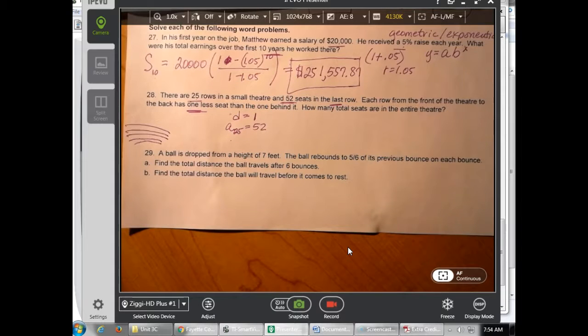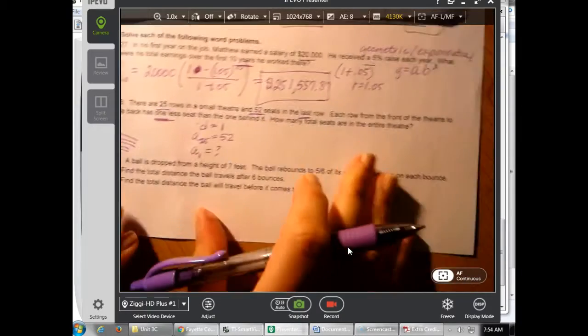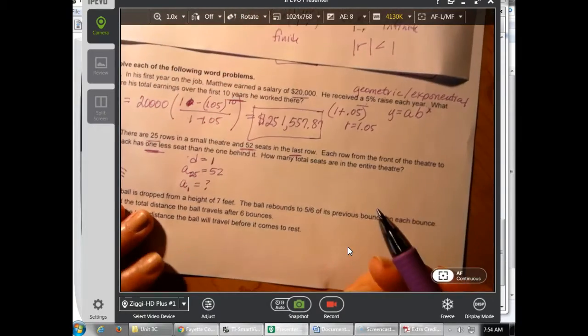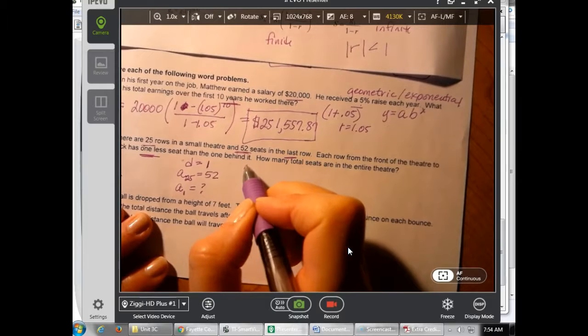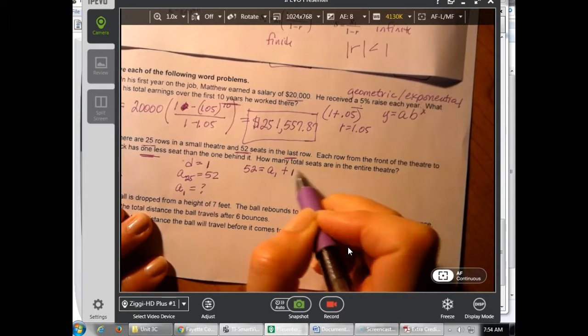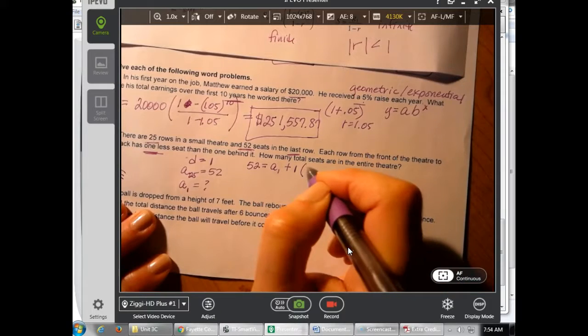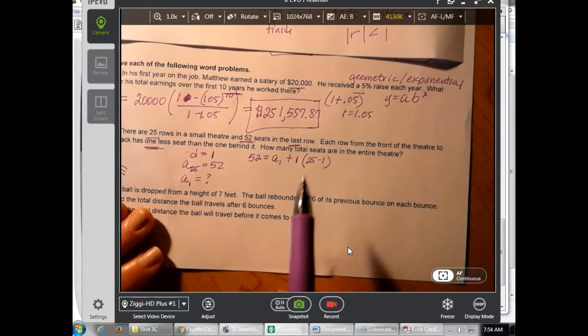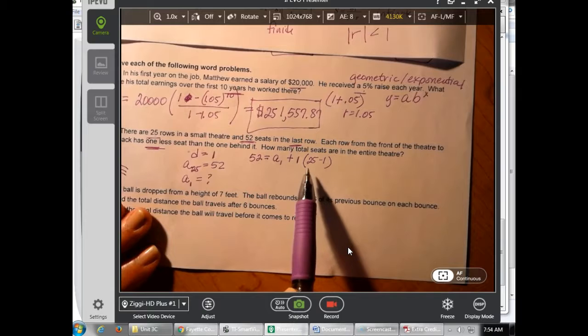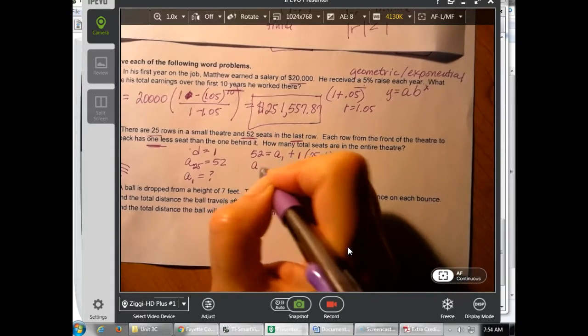So what we now need is A sub 1. We've got to find A sub 1. So we're just going to use our explicit formula, and we're going to say 52 is equal to A sub 1 plus the common difference of 1 times n of 25 minus 1. So this is 24 of course, I'm just going to subtract 24. So 52 minus 24. So 28 is your first value.